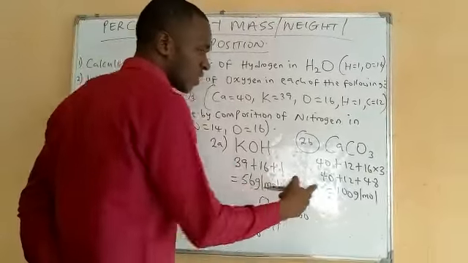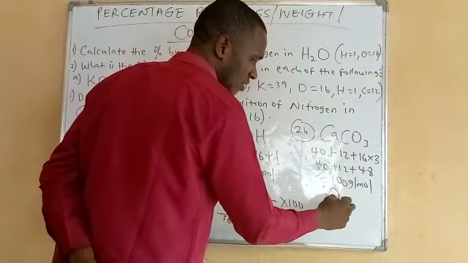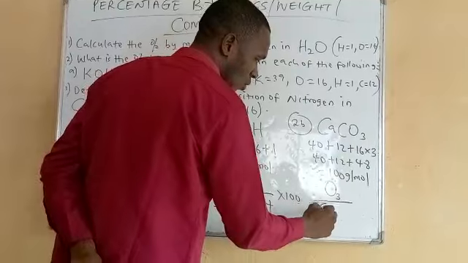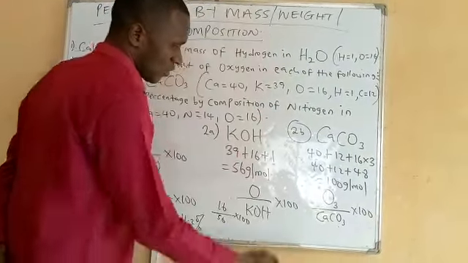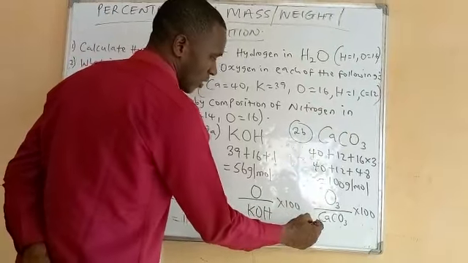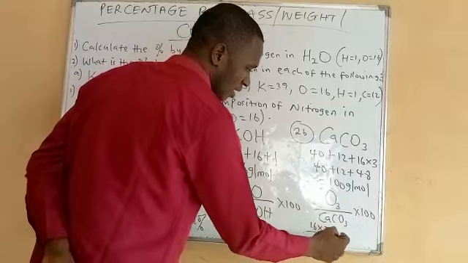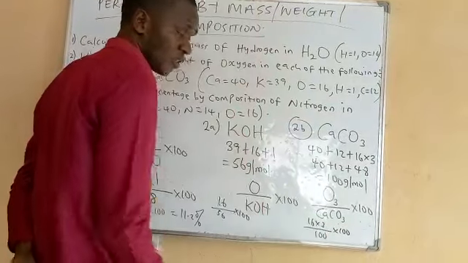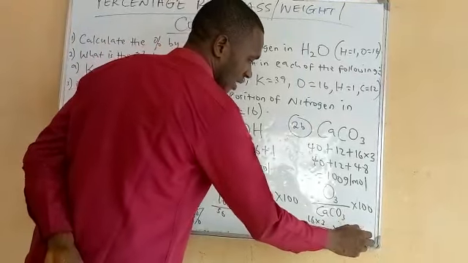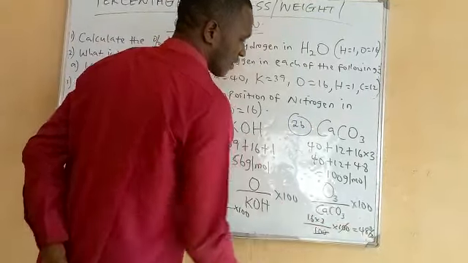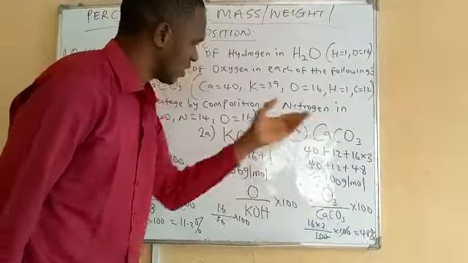Now the question says percentage by mass of oxygen. So you go and check for oxygen. This is oxygen here, and there are 3 molecules of oxygen. Oxygen is 3 divided by the whole of the compound multiplied by 100. So very simple as usual. It will now be 16 times 3 all over the whole of the compound, which gave us 100, times 100. And this one is very easy to do because we cancel 100. 16 times 3 is 48%. So the percentage of oxygen in this compound is 48%.